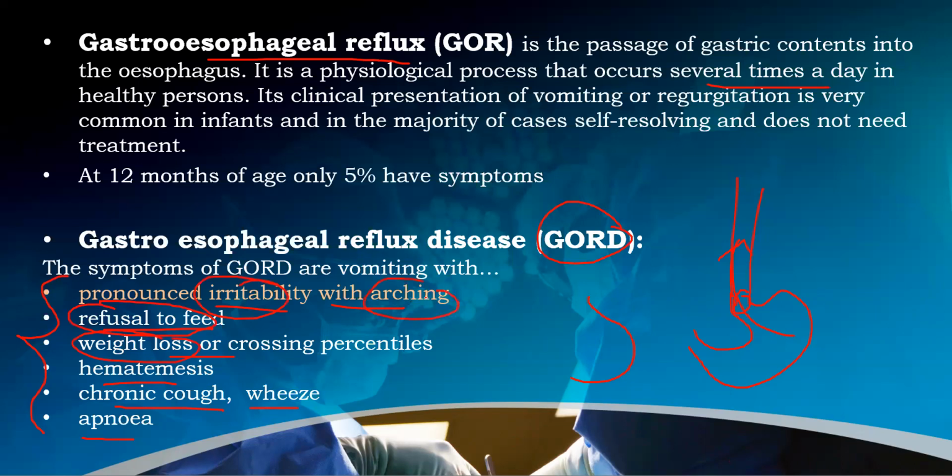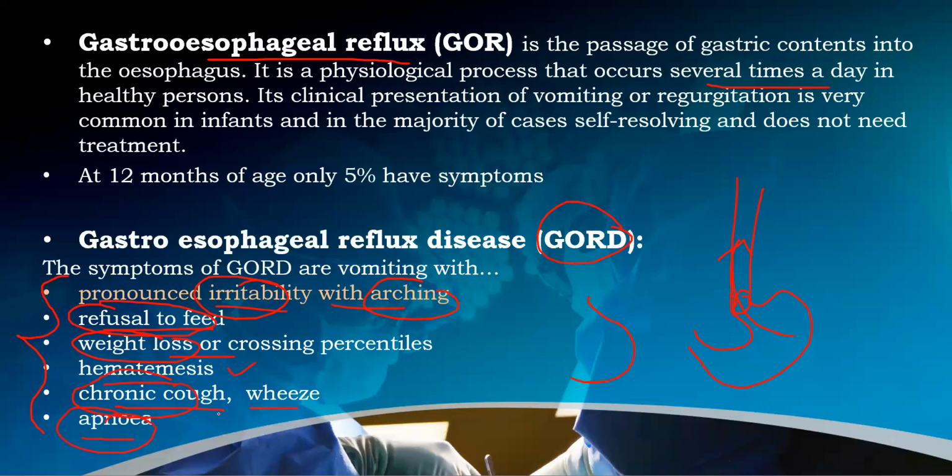At that time, you can ask, have you noticed that he's having any arching of the back, or sometimes he is bending his back? We already asked about hematemesis. Remember the CCVO, any blood in it? So that's hematemesis.